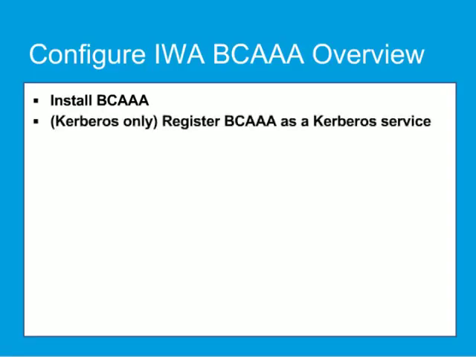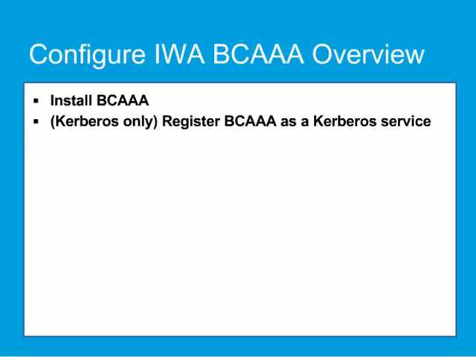To complete IWA BCAAA authentication, you must complete the following tasks. Install BCAAA on a Windows server that is a member of the Windows domain. Refer to the BCAAA Service Requirements document for more information about installing BCAAA. If you plan to use Kerberos authentication, register BCAAA as a Kerberos service. For more details, refer to the ProxySG First Steps WebGuide.